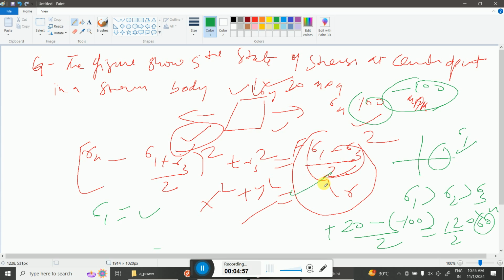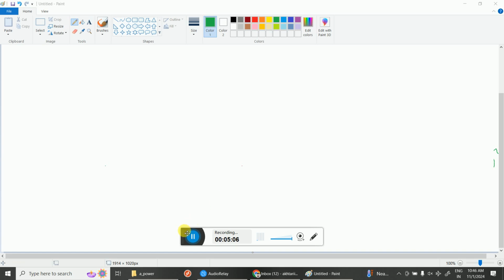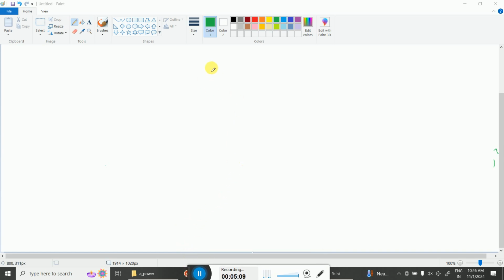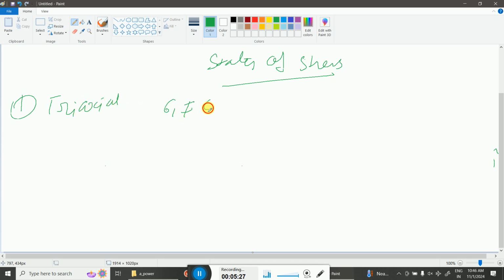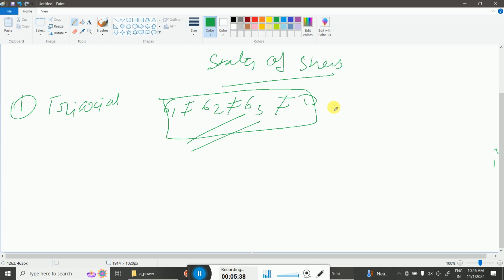Now we will see another topic, the states of stress. First, what is triaxial? Triaxial is when sigma 1 is not equal to sigma 2, which is not equal to sigma 3, and overall not equal to 0. Then we will call it triaxial. All principal stresses are non-zero.